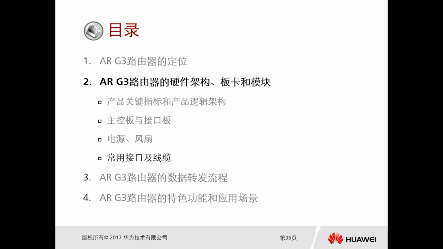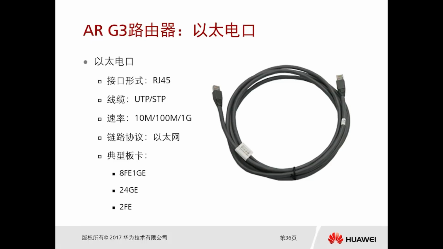Then I need to check some of the interfaces I often use, and the lines connected. That means some of this router's interfaces, and which cables are used for deployment. First of all, the Ethernet port. The Ethernet port's form is RJ45, which is our usual ordinary network cable. What speed can it reach? The PPT specifies 10M, 100M, 1G. Then its link type protocol is an Ethernet protocol.